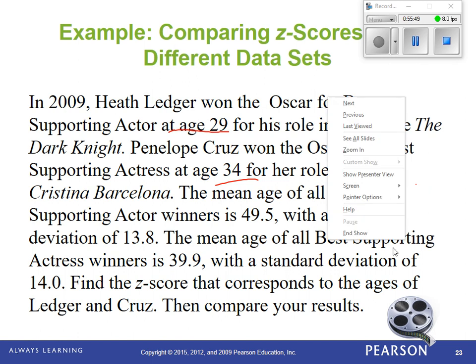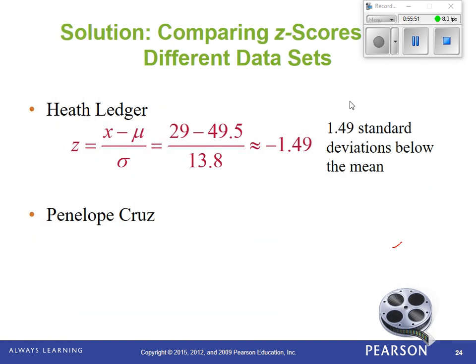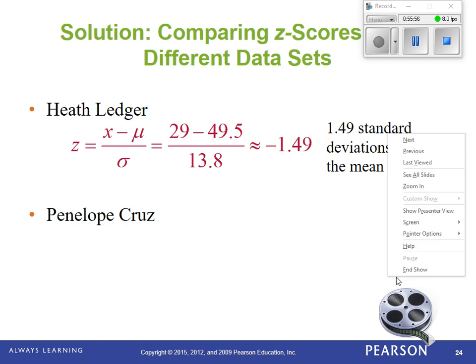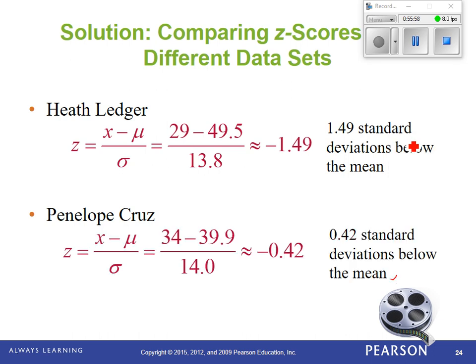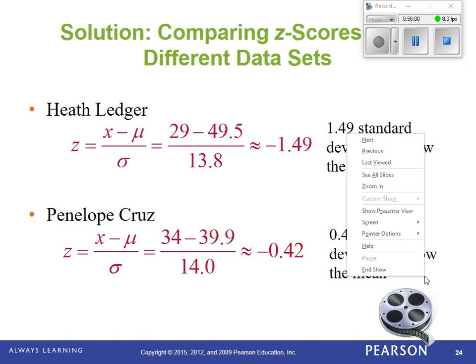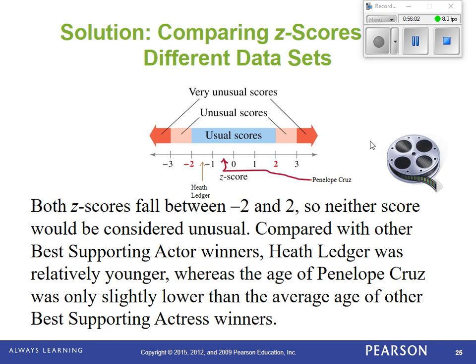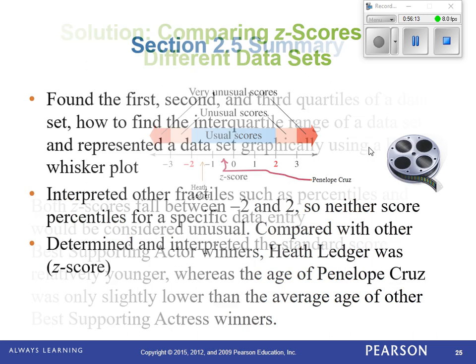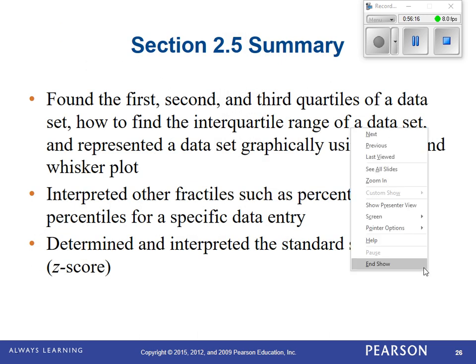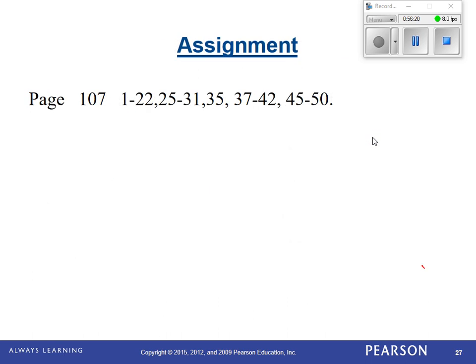We'll do that stuff quite a bit as the year goes along. So for Heath we said -1.49, and for Penelope -0.42, and then they'll probably explain it to us. Both scores are between -2 and 2, so neither score would be considered really unusual. But if we're comparing the two, Heath was probably a little better because he was a little farther away from the mean. That's your assignment.